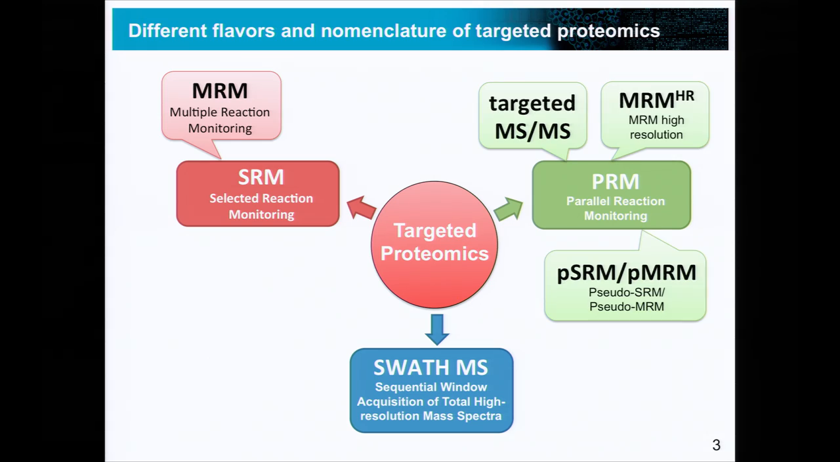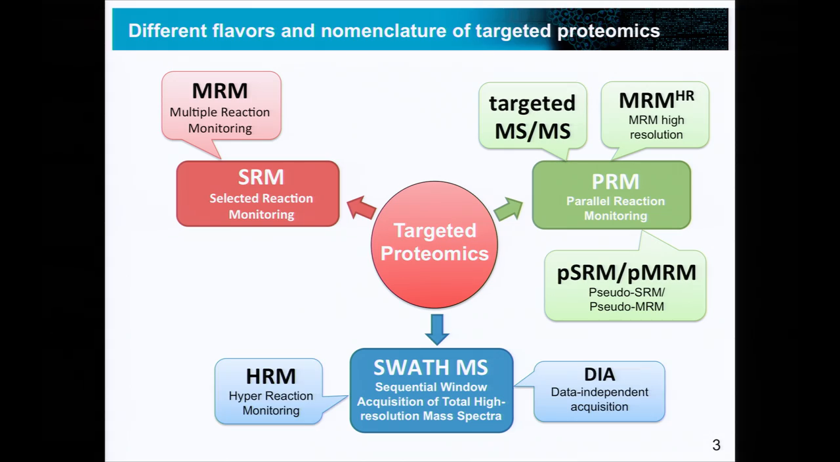The same holds true for PRM. Sometimes you find targeted MS-MS, MRM high resolution, MRM-HR, or people also call it pseudo-SRM or pseudo-MRM. All these different names refer to exactly the same technology. And for SWATH MS, very often people now use the term data-independent acquisition, DIA, or the term hyper reaction monitoring, HRM, was also coined in the field.